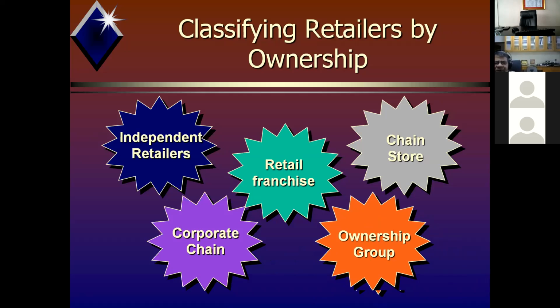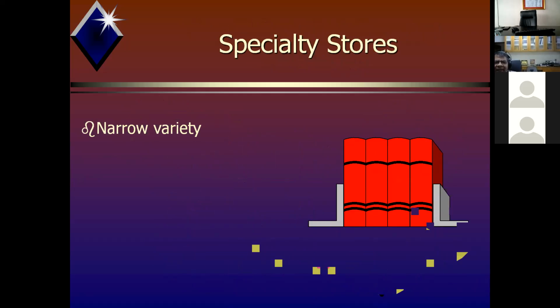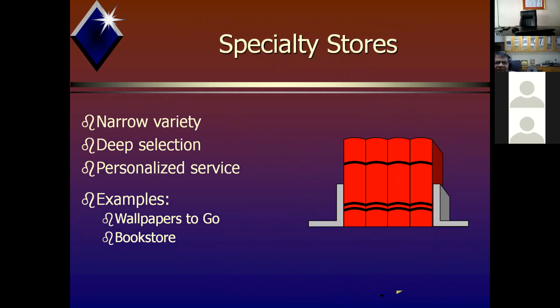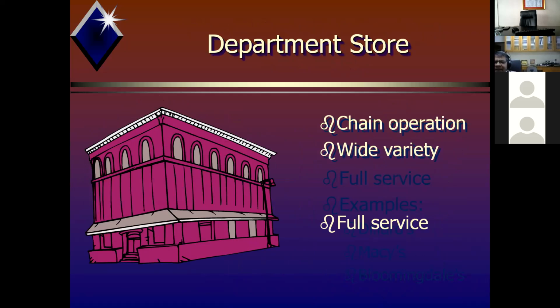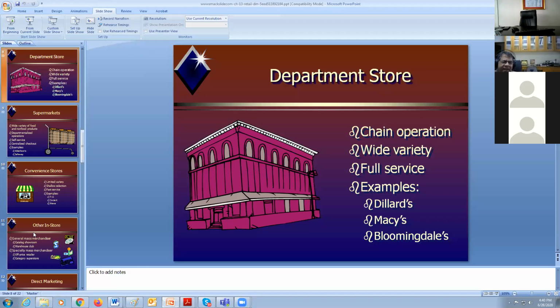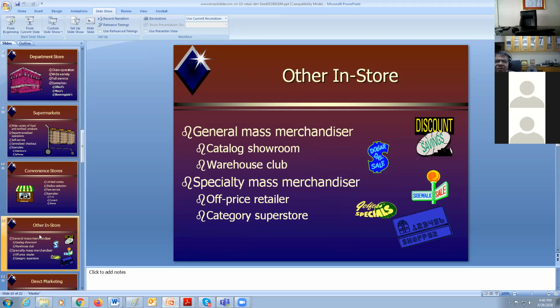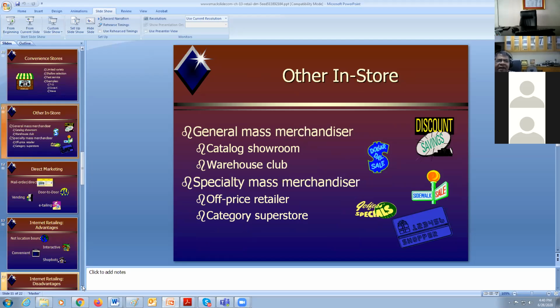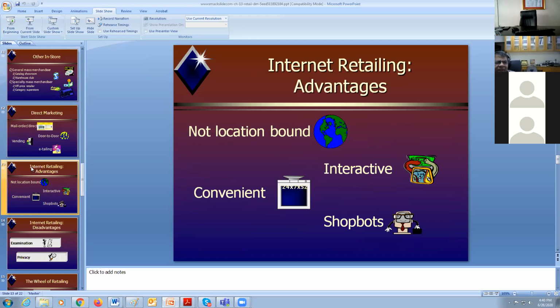Retailer, how do you reach directly? In-store, directly, narrow variety, deep selection, personalized service, examples like wallpapers. Chain operation, wide variety. So you have a department store, supermarkets, convenience stores, and others in store. These are directly retail stores. So you need to understand direct marketing, which I don't have to explain. Internet retailing, I don't have to explain, you are smart enough.